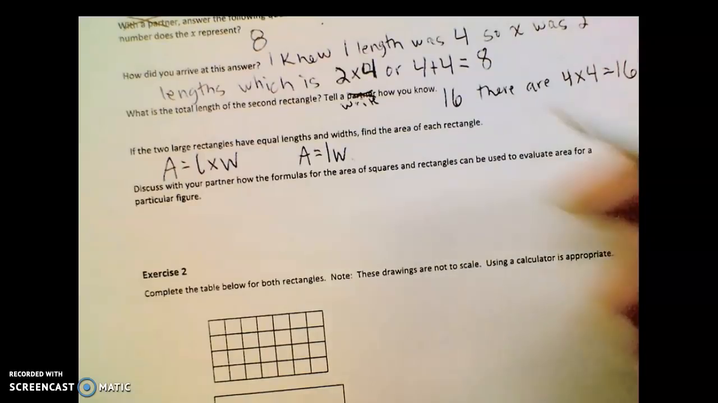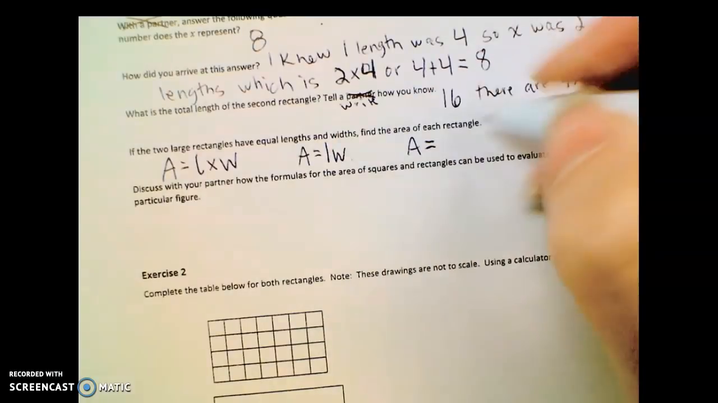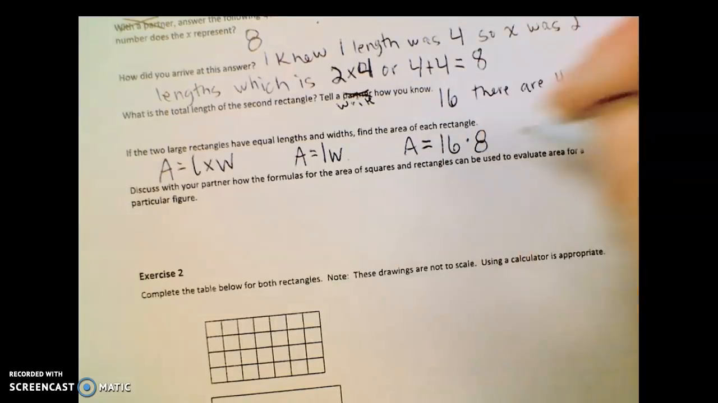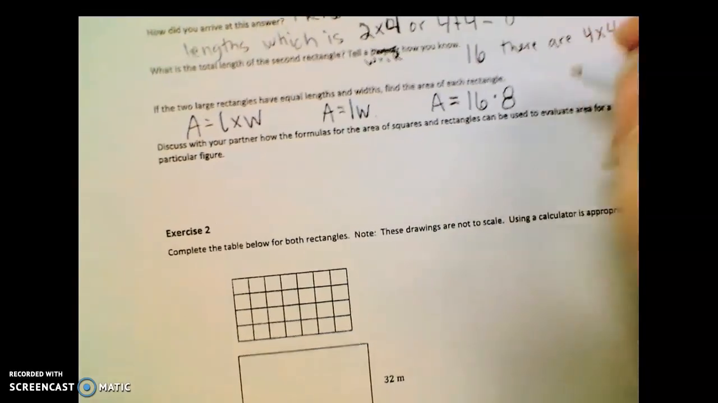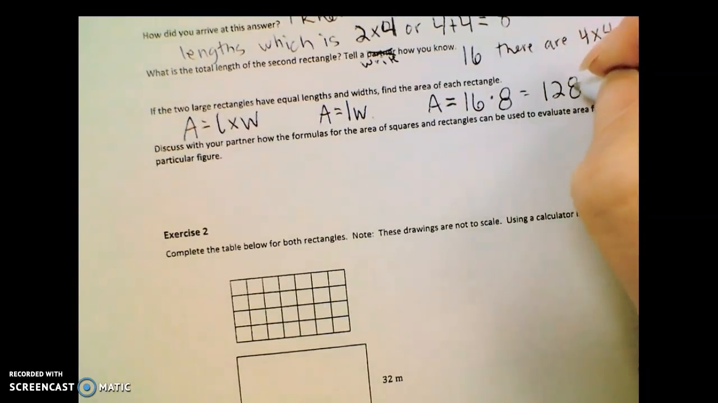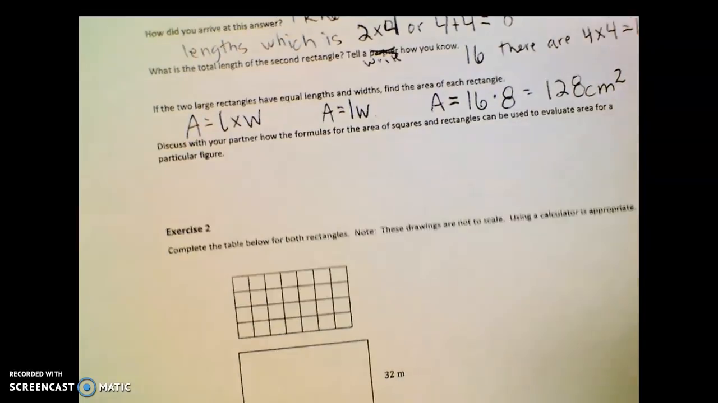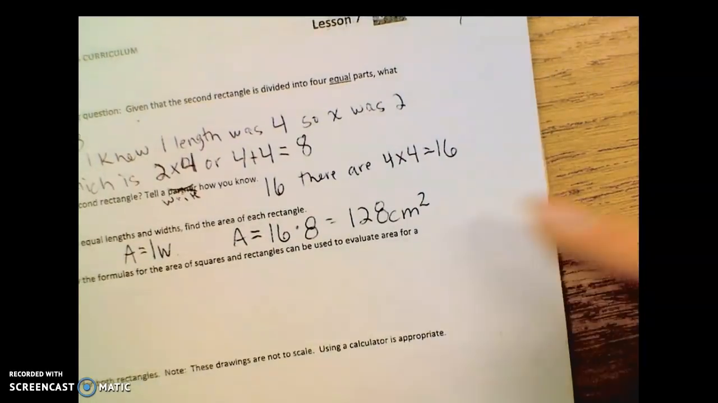So if A equals length times width, we need to find the area, and we're going to substitute in for our numbers. The length is 16. The width is 8, so 16 times 8 is going to give us 128 centimeters squared. Again, if they give you a particular measurement that we're working with, that needs to be your label. Don't just do the generic unit squared. If they tell you it's centimeters, then our answer needs to be in centimeters.